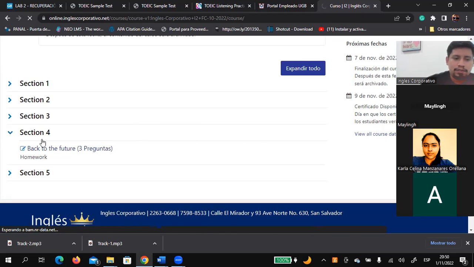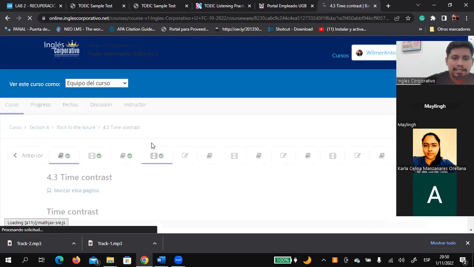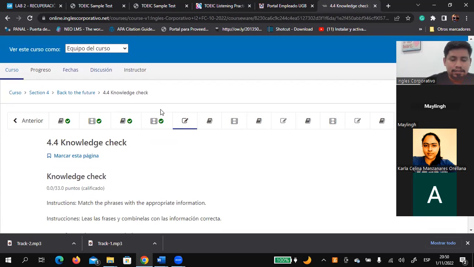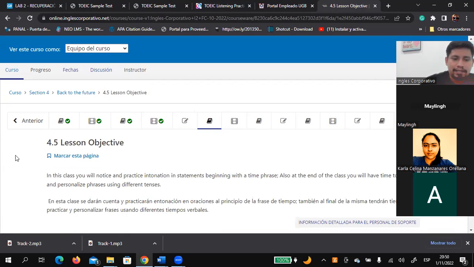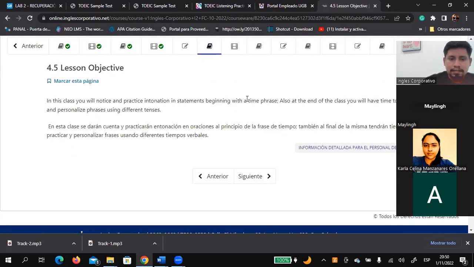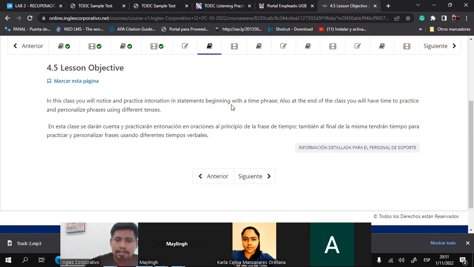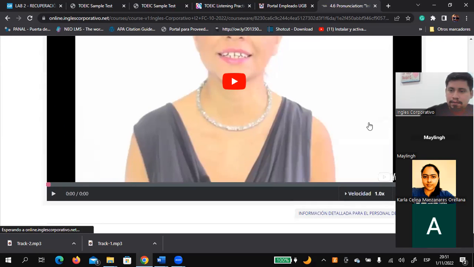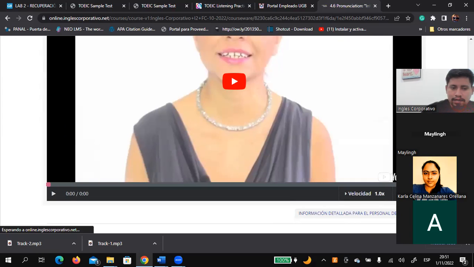Let me move on to section number 4, where we're going to have some exercises that we had to complete. But this is something you have probably already completed, right? We're going to move to the updated lesson. Okay, it says: in this class you will notice and practice intonation in statements beginning with a time phrase. Also, at the end of the class, you will have time to practice and personalize phrases using different tenses. Okay, let's see what this is about. Let me show this video to you and then we're going to be practicing.